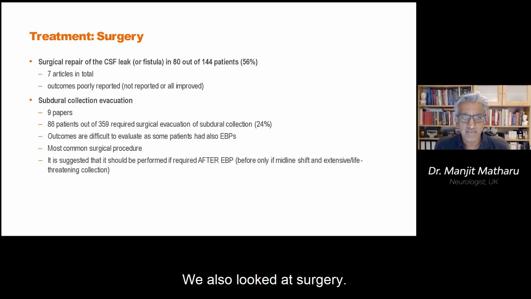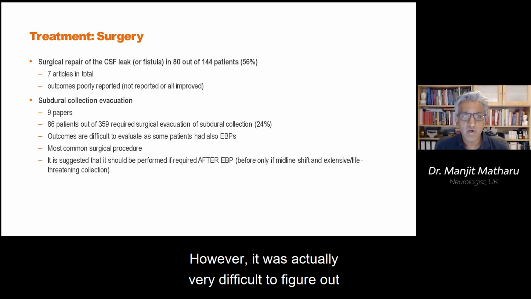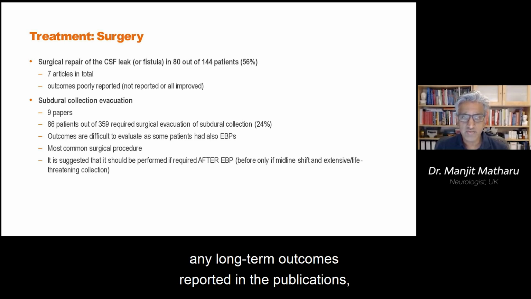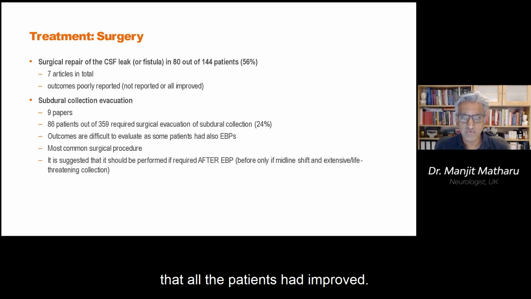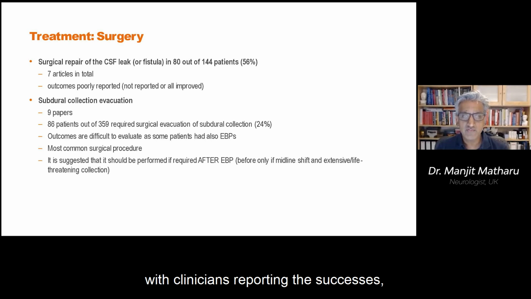We also looked at surgery. There were reports of surgery in approximately 80 patients. However, it was very difficult to figure out what the outcomes were like. In a lot of cases, we did not have any long-term outcomes reported in the publications, or conversely, we had publications that reported that all the patients had improved. There's likely to be what we call a reporting bias here, with clinicians reporting the successes, but not necessarily reporting when things haven't worked out. When patients had a subdural collection, then surgery was carried out in approximately 24% of the patients.